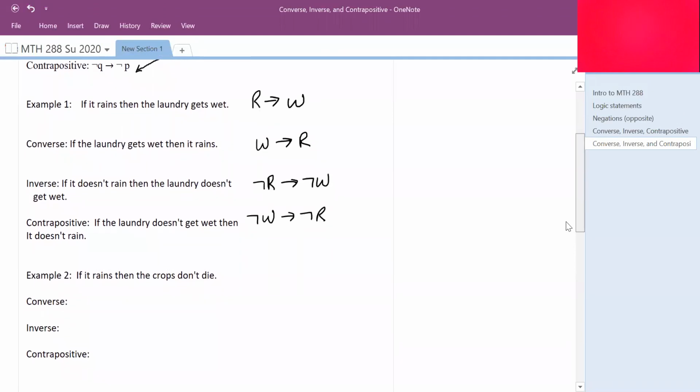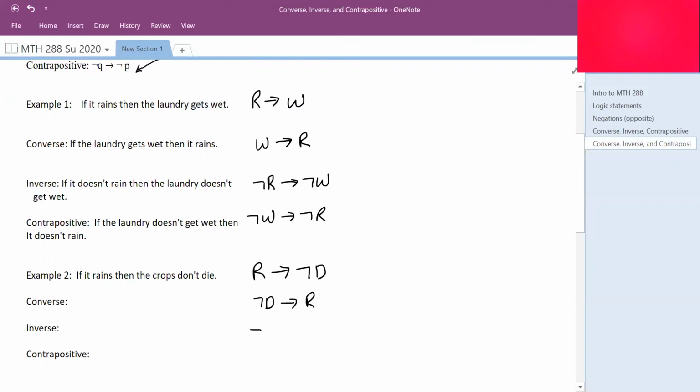If it rains, then the crops don't die. So we're starting out with a negative. The rain, if it does rain, the crops don't die. So we'll say not D and let D represent dying, so that not D is not dying. So the converse is just going to reverse them. So not D is going to imply R.